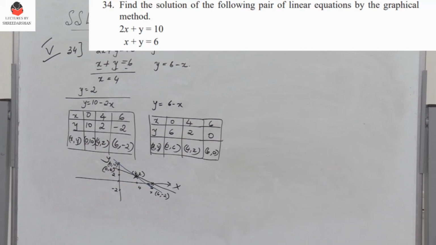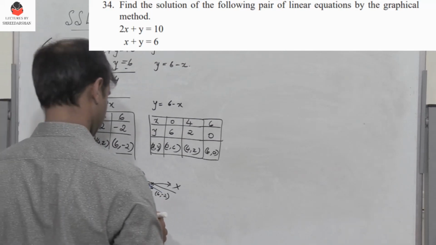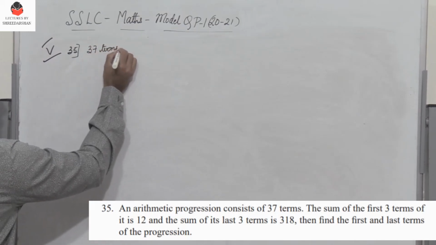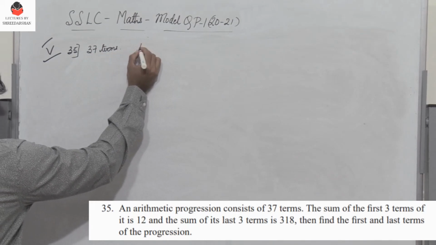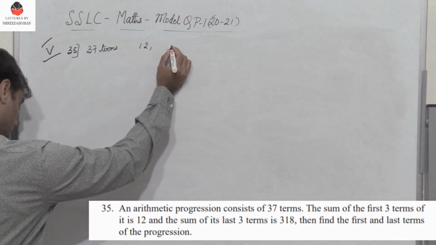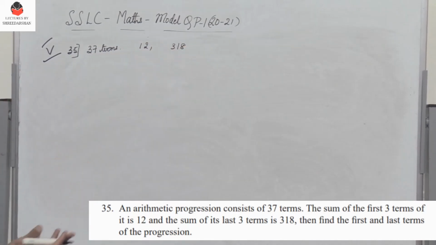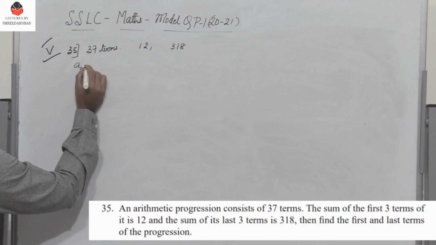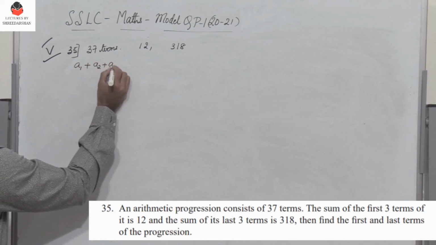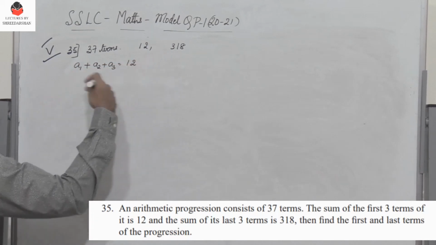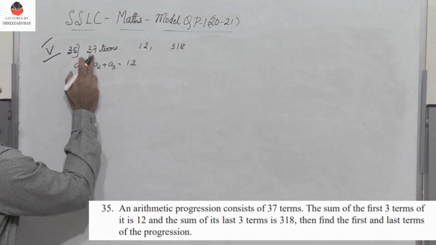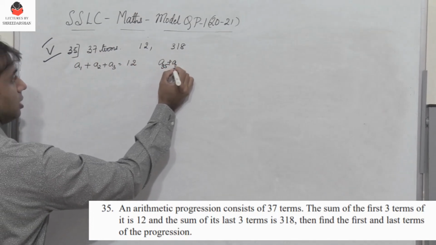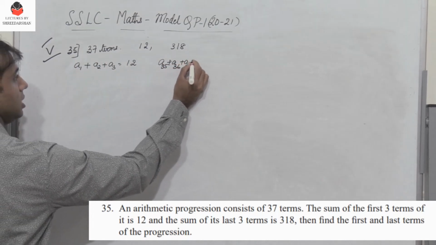So let's move on to problem 35. An arithmetic progression has 37 terms. The sum of the first 3 terms is 12 and the sum of the last 3 terms is 318. Find the first and the last term. Alright, so we know that the first 3 terms, that is a1 plus a2 plus a3, the sum is 12. And the sum of the last 3 terms. What are the last 3 terms? It is 35, 36, 37. So a35 plus a36 plus a37 is 318.